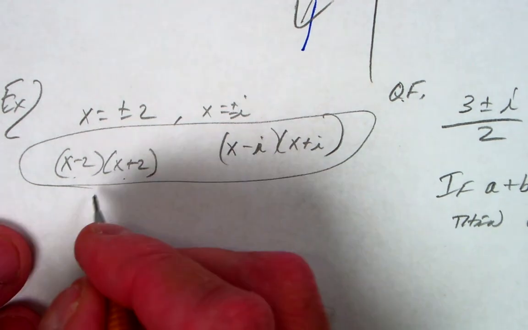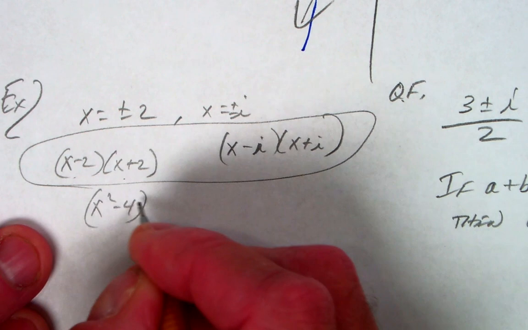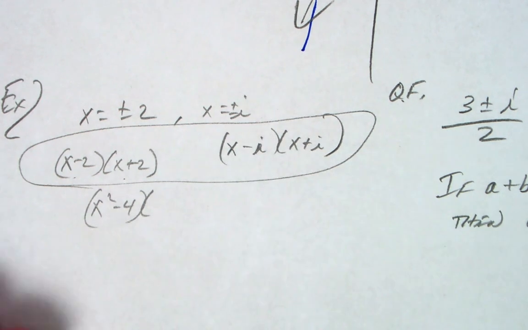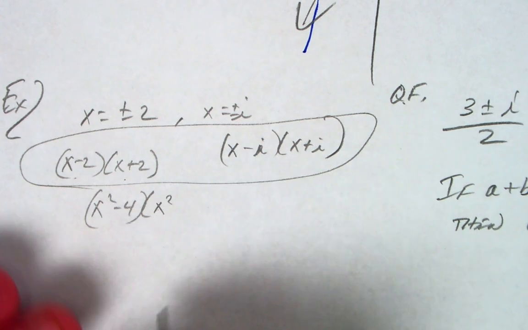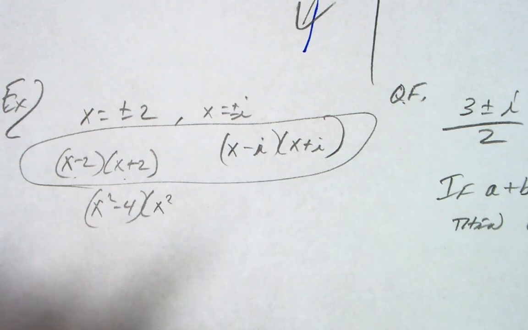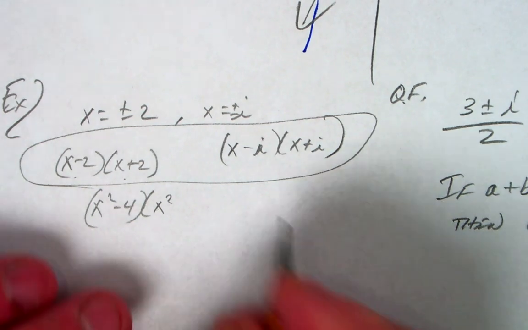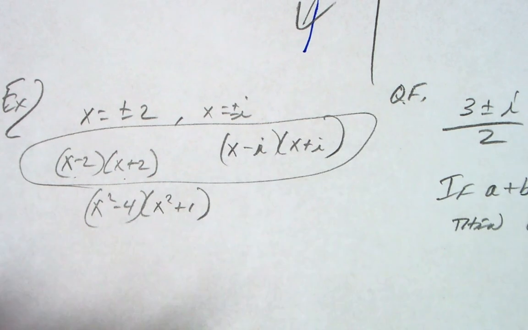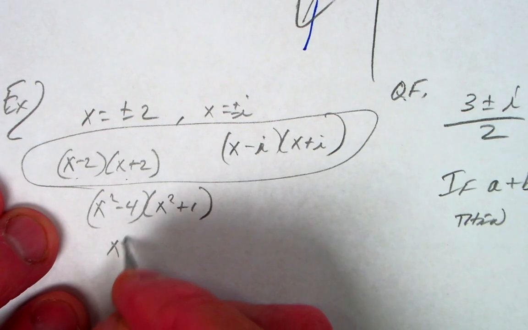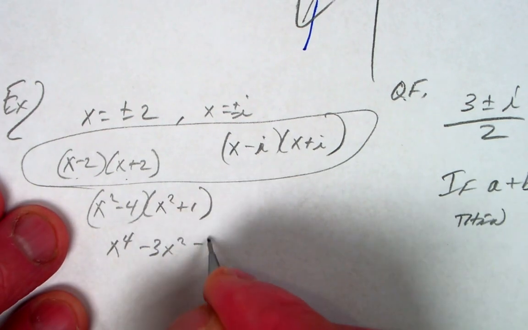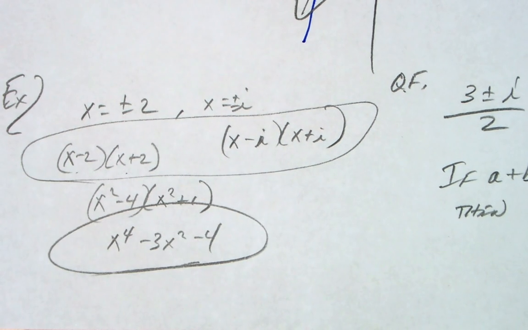Those are my binomials, hence x squared minus 4 times, if I multiply these two together, what do I get? X squared, what? Plus 1. Why plus 1, sir? And negative 1. So it would be plus 1 because it's minus i squared. Okay? And then we'd have this. So when we get x to the 4th minus 3x squared minus 4, there's my equation that has those roots. Okay?